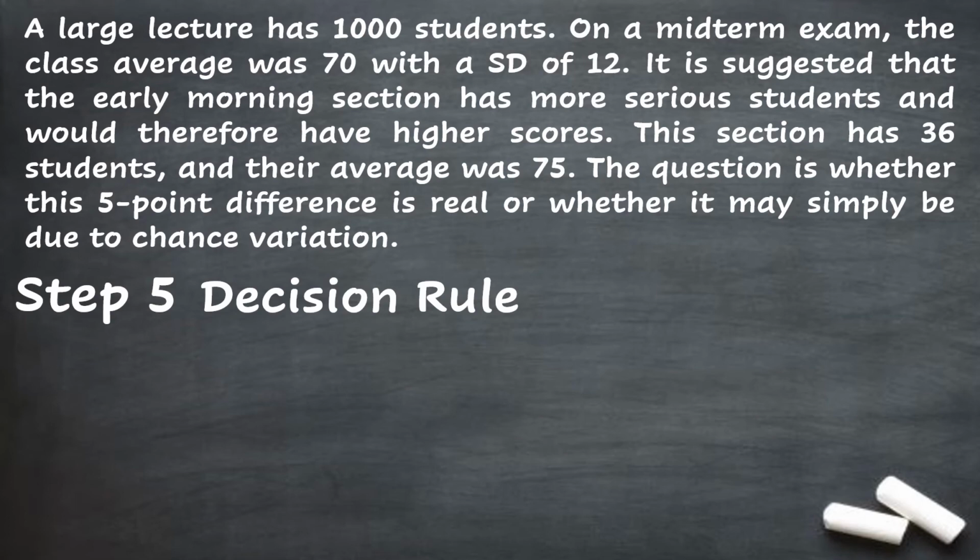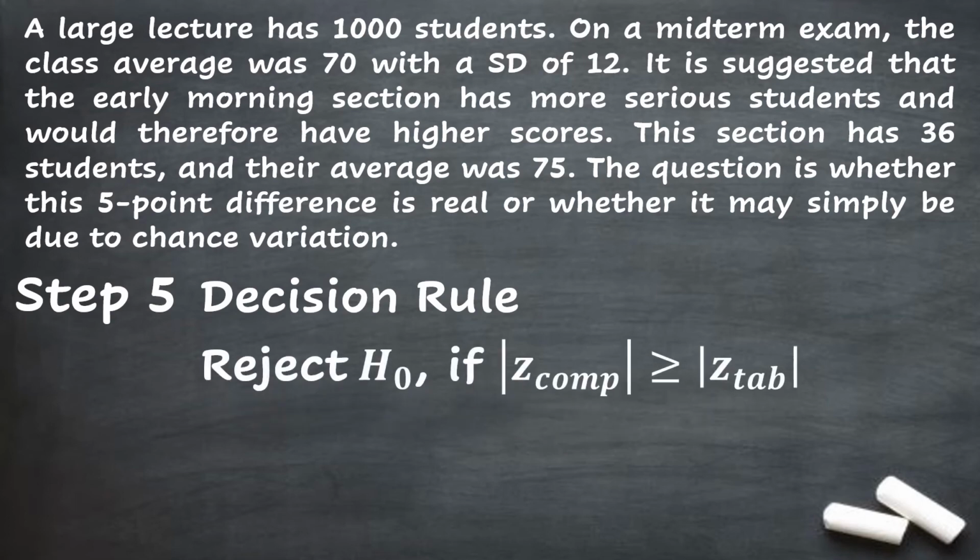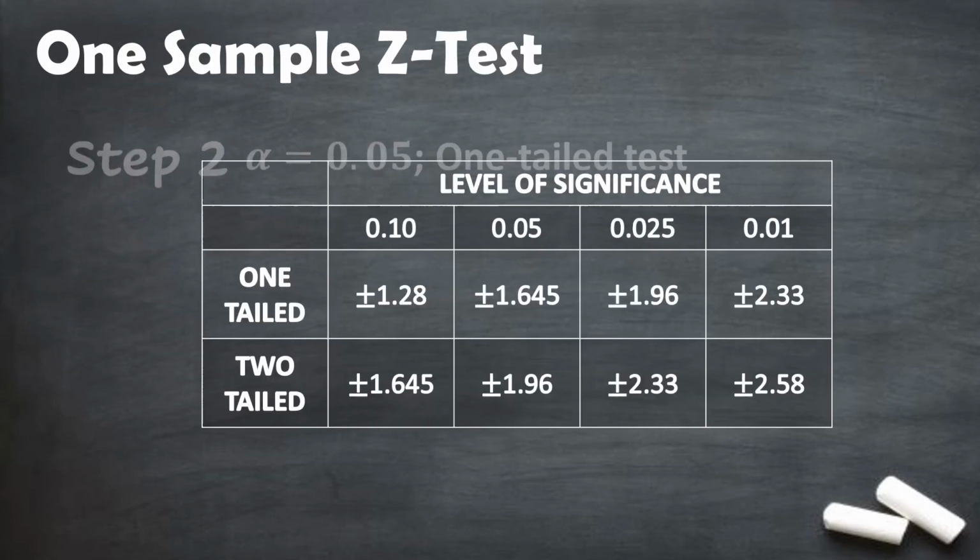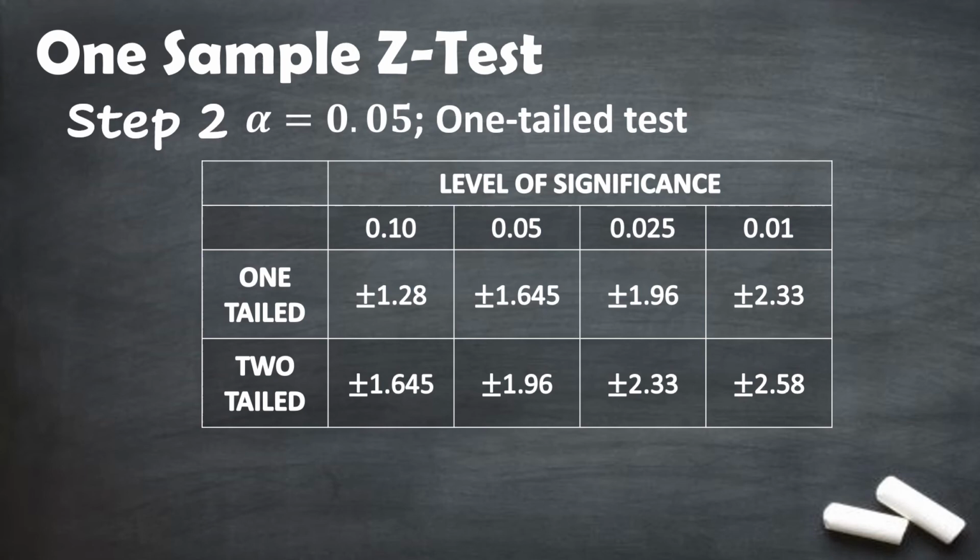Step 5 is the decision rule. Again, the decision rule for all the problems under one sample z-test will be to reject the null hypothesis if the absolute value of Z computed is greater than the absolute value of Z tabular. Since we already computed the Z computed, we now have to identify the Z tabular for this given problem. For us to identify it, you have to go back to step 2 and recall the alpha level as well as the tail test.